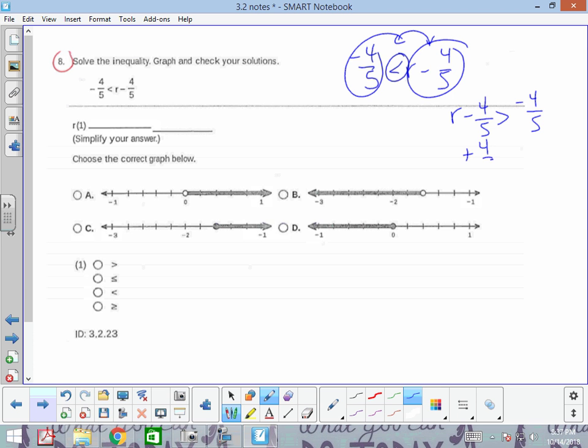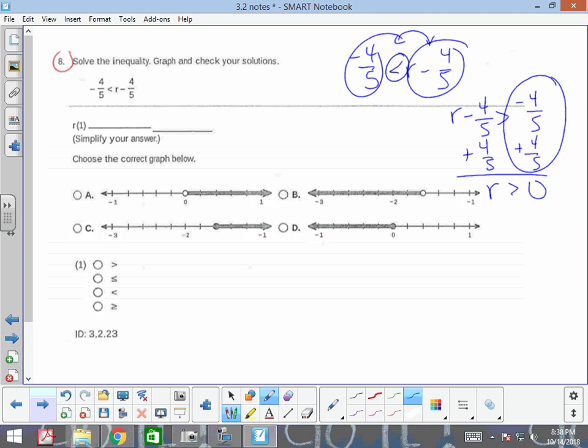So we're going to add 4/5 to both sides. It sounds like I have a lisp. So r is greater than 0. Now, of course, you can put that in your calculator, but they already have common denominators, so it's pretty easy to do without a calculator on that one. -4 plus 4 is 0.